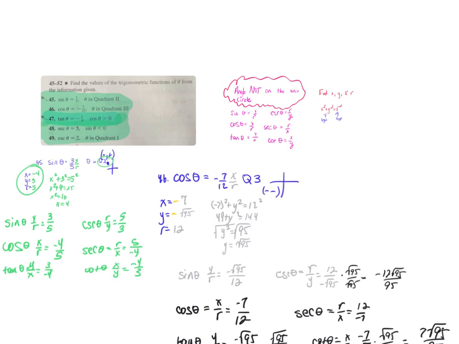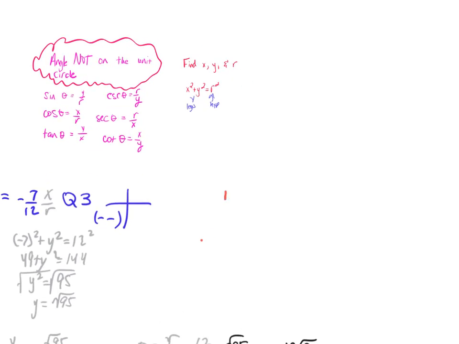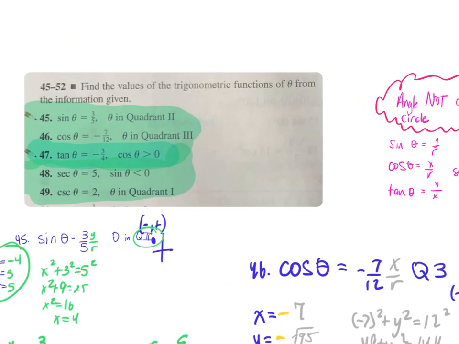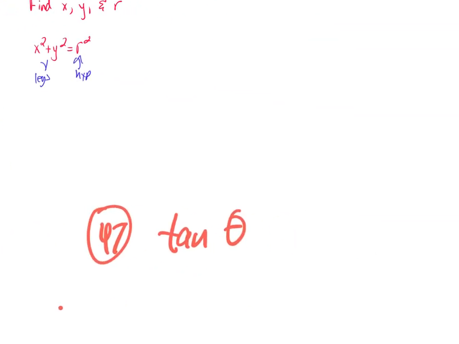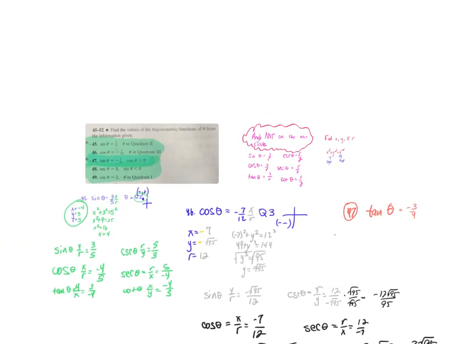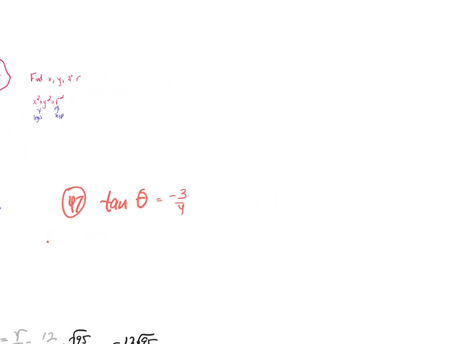Let's do tangent. Okay, given the tangent. So in this question, we'll do number 47. 47 says the tangent of theta is negative 3/4. Negative 3 over 4. And they tell me, in this case, they don't tell me the quadrant per se, but they tell me that the cosine is greater than 0. That means cosine is positive.